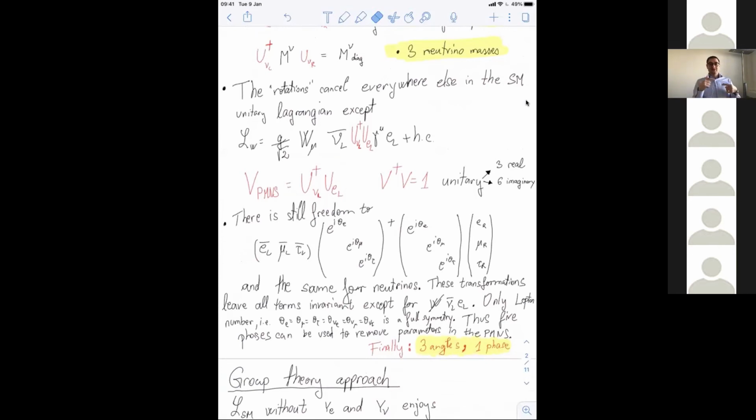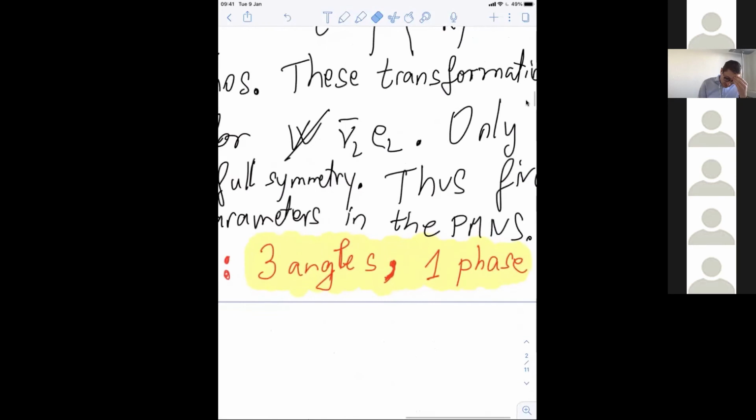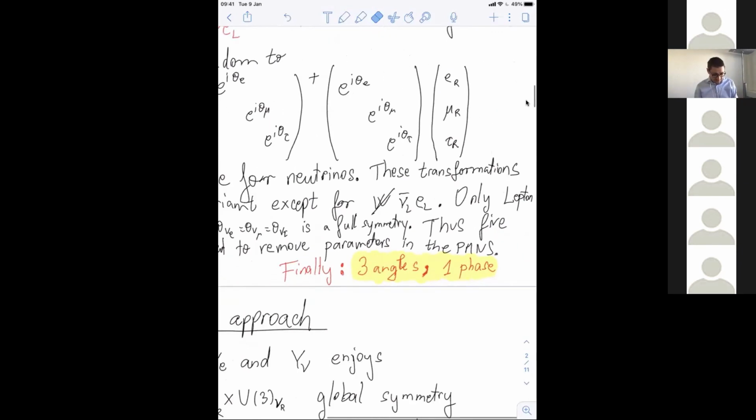What does it mean? You can go to a basis where it only has 1 phase. In general, a unitary matrix has 6 phases, but you can go to a basis where you have only 1 phase. It means the other ones are not physical. So in the end, the CKM can be written as 3 angles and 1 phase. This 1 phase is the Kobayashi-Maskawa phase, and these angles are the parameters of the CKM.